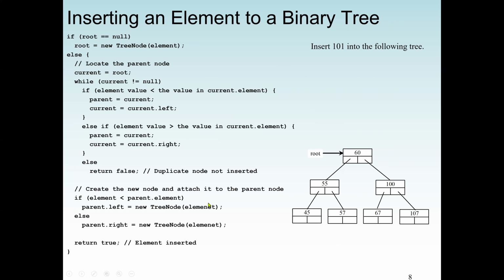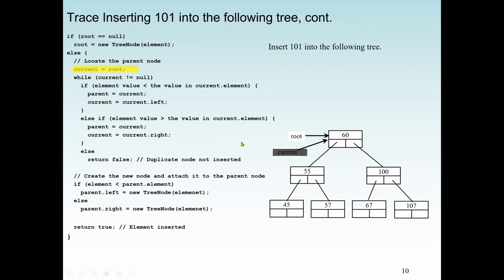Now, to create a new node and attach it to the parent node, we check if the element is less than parent.element. Then we assign the new node as the left child of the parent. Else we assign the new node as the right child of the parent. Then we return true. So that's again the algorithm to insert an element to a binary tree.